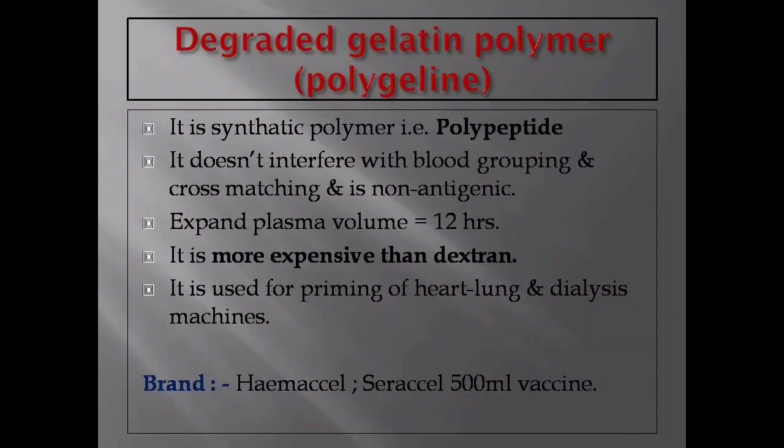Next one is degraded gelatin polymer, that is polygelatin. It is a synthetic polymer, that is a polypeptide. It doesn't interfere with blood grouping and cross-matching and is non-antigenic. It expands plasma volume for up to 12 hours. It is more expensive than dextran. It is used for priming of heart-lung and dialysis machines. Brands used are Hemacil and Ceresil 500 ml vaccine.